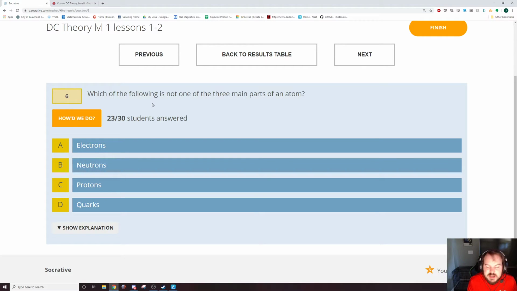Which of the following, like I just said, you've got your electrons, neutrons, and protons. You do not have quarks as one of the 3 main parts of an atom. Smaller subparticles of the proton and neutron are called quarks. Yeah, we've covered that a couple times.